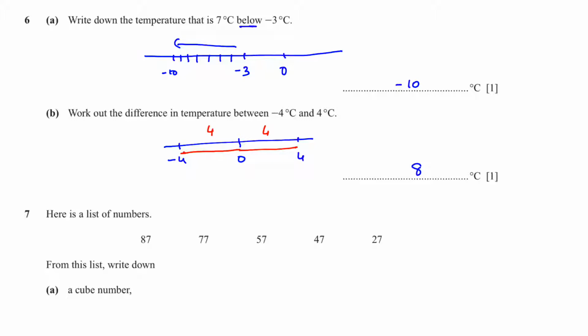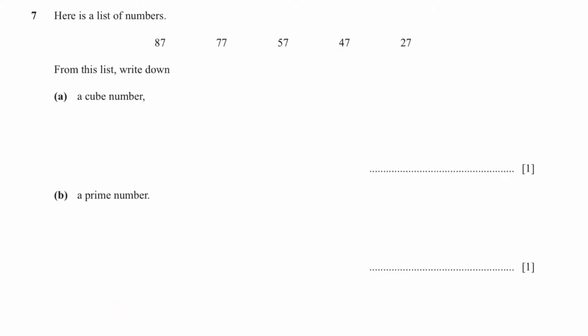Question number 7. Here is a list of numbers. We have been given 5 numbers. From this list, write down a cube number. A cube number is a number you multiply by itself 3 times. So 1 multiplied by 1 multiplied by 1 is a cube number. 2 multiplied by 2 multiplied by 2 will give us 8. Do we have 8 here? We don't. Then we try 3. 3 times 3 times 3 will give you 27. So our answer is 27. Cube numbers, you multiply the number by itself 3 times. Square numbers, you multiply the number by itself 2 times.